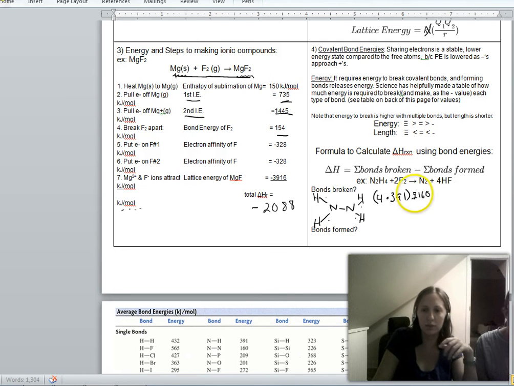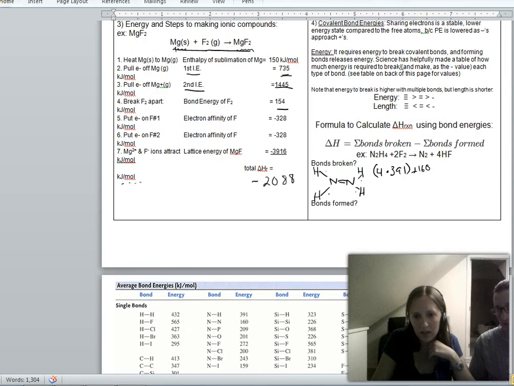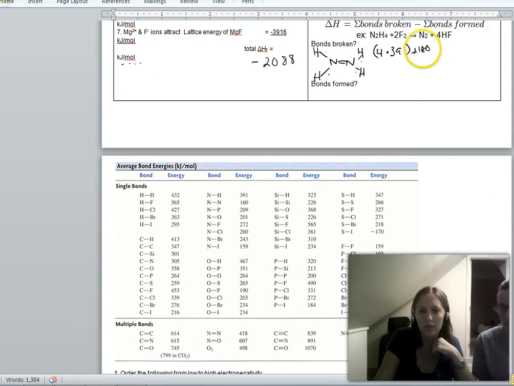Put that in the calculator. Is it a single bond or a double bond? It's not supposed to be single, it's a double bond. 2, 4, 6, 8. Yeah, we have to have the octet rule. So it's not 160. Nitrogen, nitrogen, double bond: 418. So 4 times 391, and then plus 418.